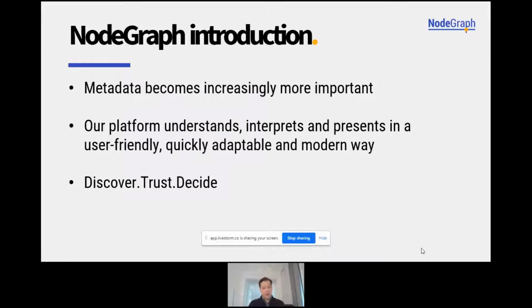And what we do is that we understand metadata, we can interpret metadata. Interpreting metadata is quite important because that's where we differ from our competitors, especially on the data lineage side, where we take metadata, put it in our platform, and then we can produce all of this beautiful lineage and all that control of data. We also work with an interface that's user-friendly, easy to understand, and modern. The keywords we have at NodeGraph and want to offer to the world are to discover data, trust your data, and then decide upon the data.